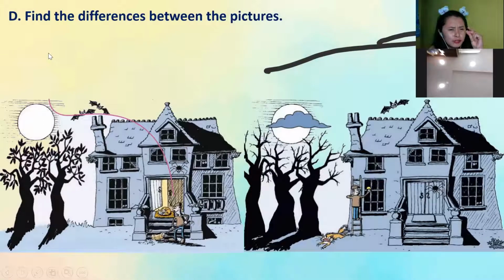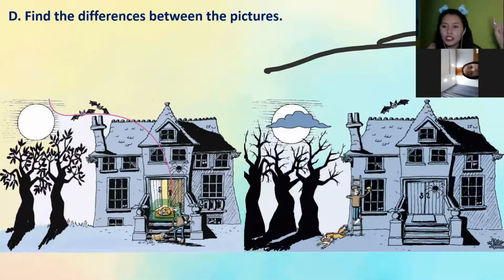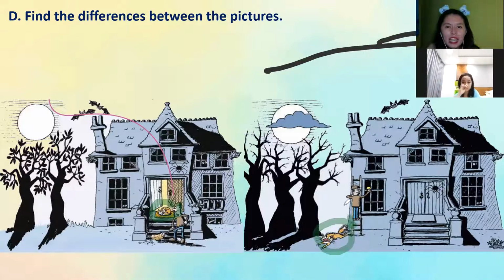Okay. Can you find the differences between the two pictures? Can you find it? Can you encircle the picture that is different? Okay. Go. Which one is different? For example, teacher will show you one example. The cat is sleeping in the first picture. And in the second picture, the cat is running very, very fast.